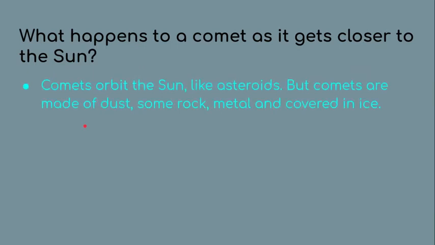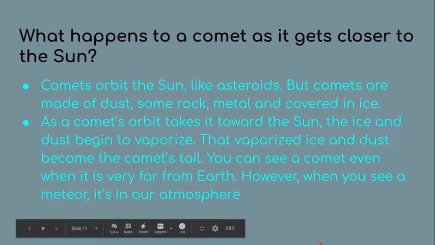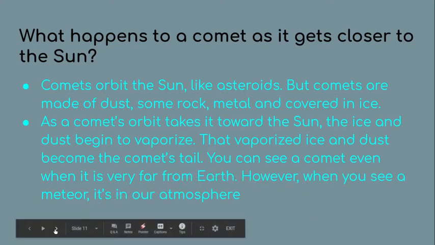Well, comets orbit the sun like asteroids, but comets are made of dust, rock, metal, and covered in ice, where asteroids are just not covered in ice. And so as a comet's orbit takes it toward the sun, the ice and dust begin to vaporize. That vaporized ice and dust become the comet's tail. You can see a comet even when it is very far from Earth. However, when you see a meteor, it's in our atmosphere.